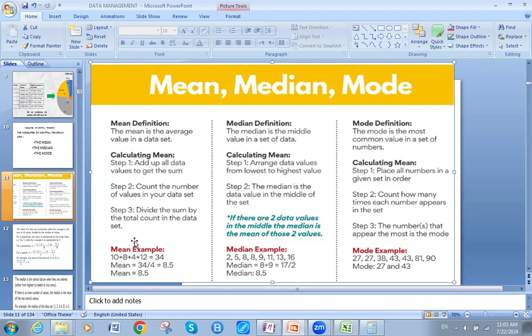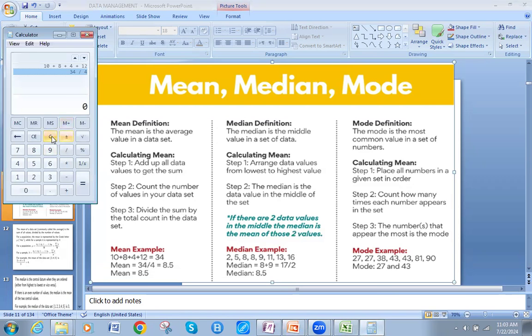Okay, those 4 numbers, to get the mean or the average, what I will do is just calculate them together. 10 plus 8 plus 4 plus 12. That will equal how much? 34. This is not the mean. This is the sum of the numbers.